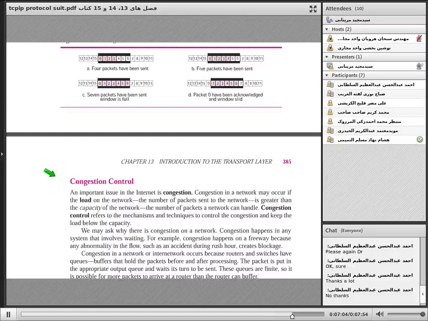انشالله فردا ساعت 16 ساعت 4 بعد از ظهر من از کنترل ازدحام شروع خواهم کرد. اگر تونستید کانکت بشید و از ابتدای فصل تا به اینجا مطالعه کنید. Please study from the beginning of this chapter up to the congestion control.